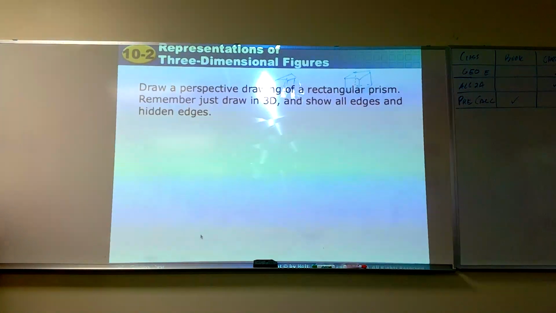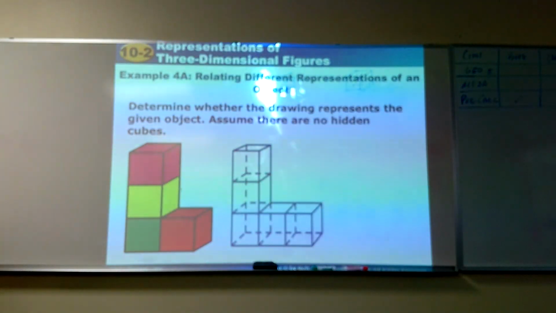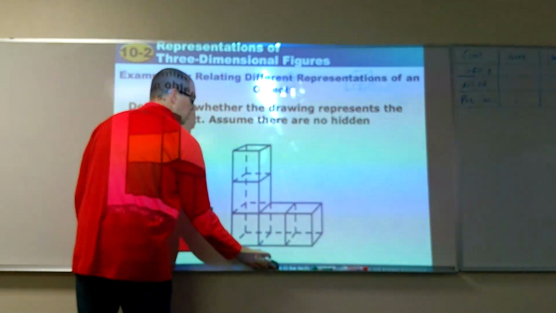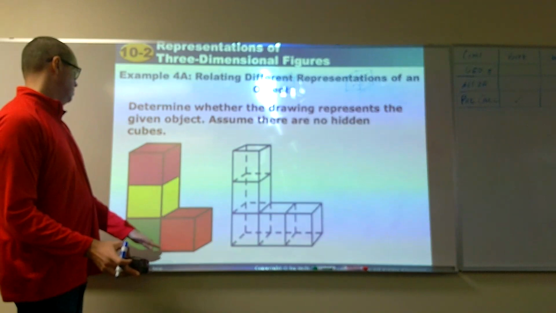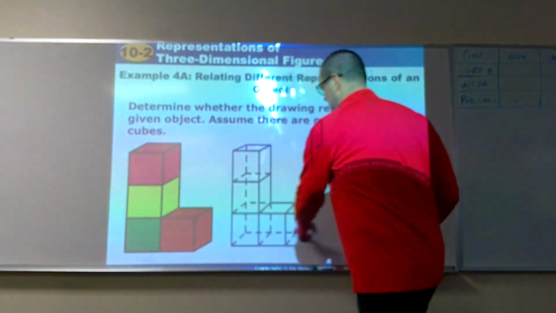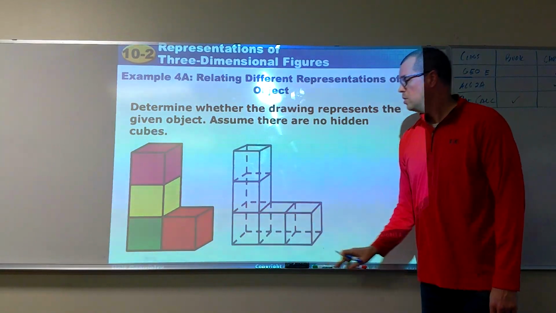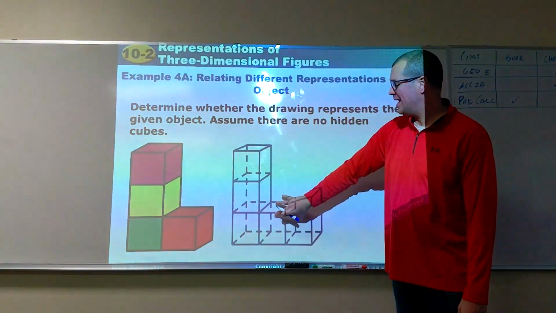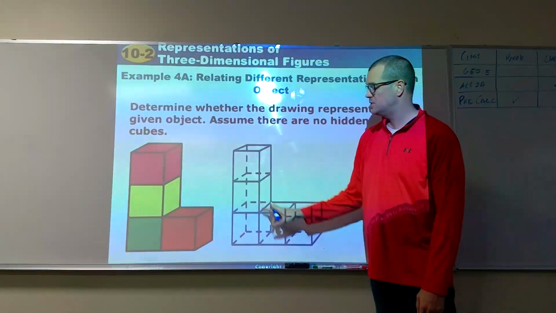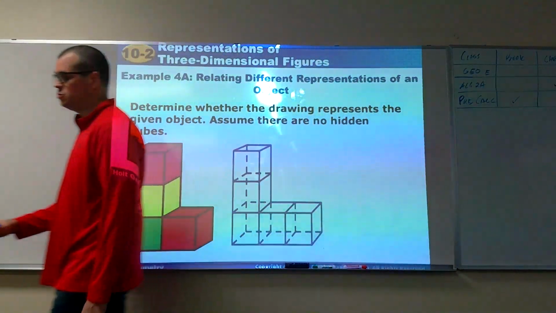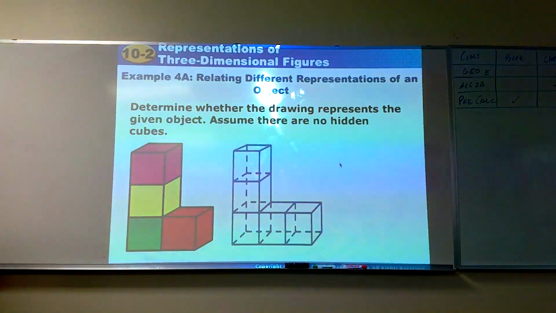Okay? So if you see those hidden edges with the dotted lines, that's going to be your perspective type drawing. Okay? So let's determine whether the drawing represents the given object, and then let's name what kind of drawing it would be. All right, well, that has 2 on the bottom, and this has 3, so that does not represent the shape. So the answer would be no. What kind of drawing would that be? Well, you see those hidden edges, so that is going to be a perspective drawing.